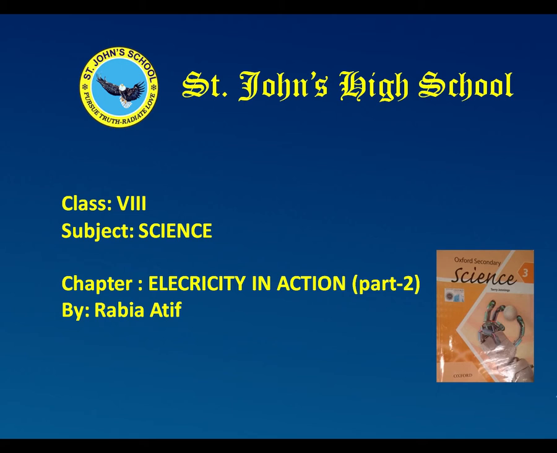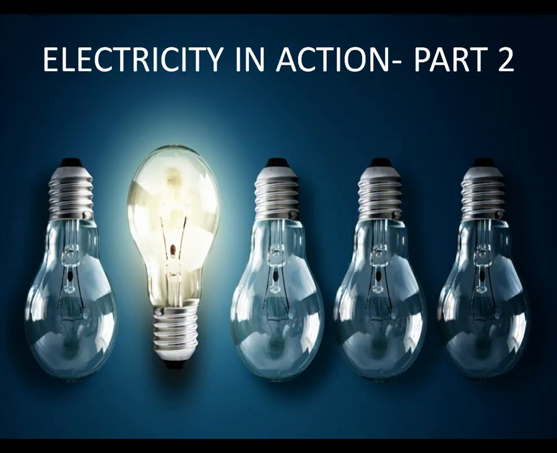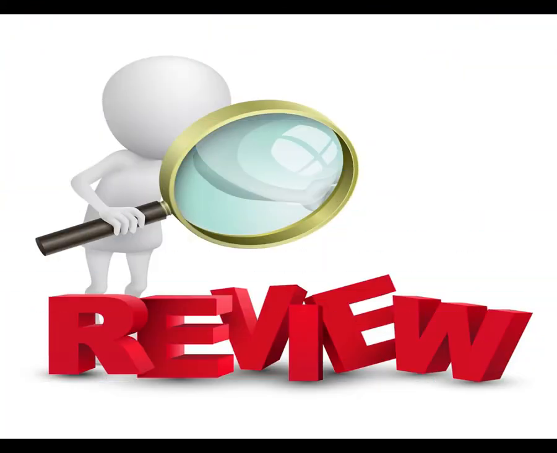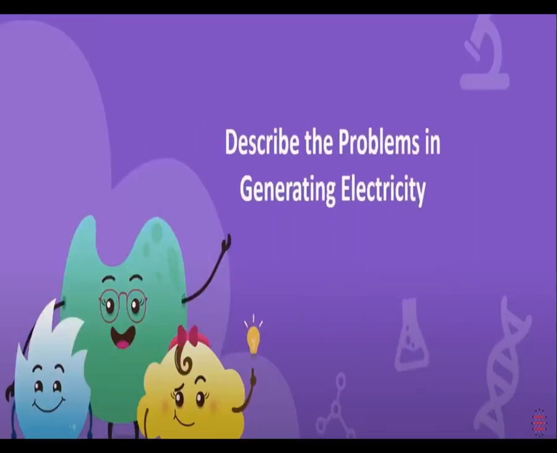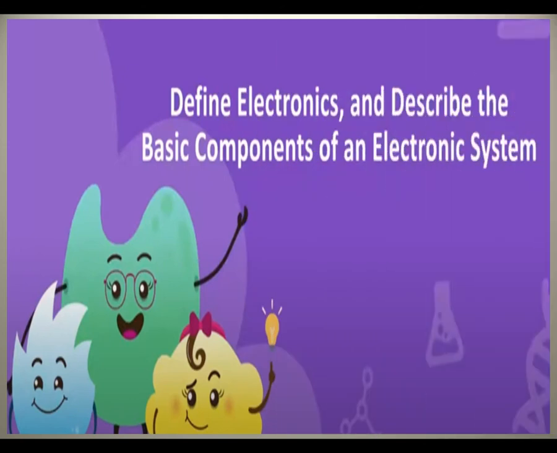Today we are going to continue the previous chapter, Electricity in Action Part 2. Your chapter Electricity in Action is on page number 138 in your book. Let's have a review of the previous part which we did. In the last lesson, we discussed the problems in generating electricity, and we also discussed electronics and its basic components.